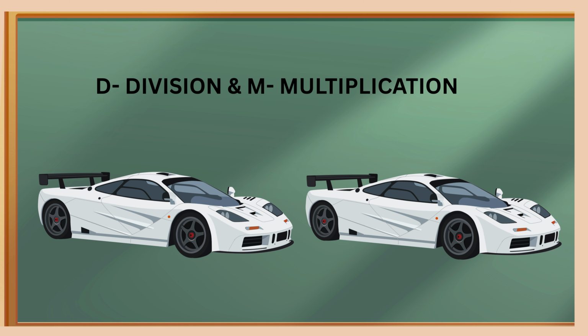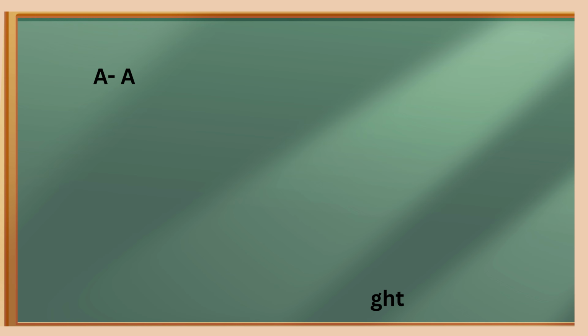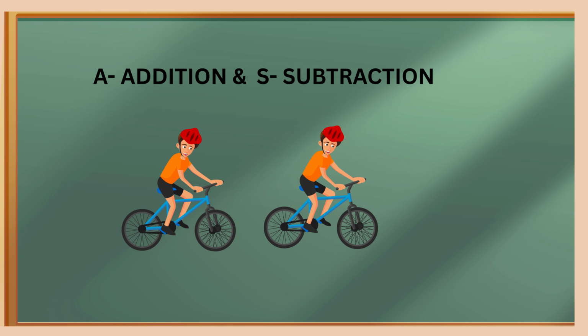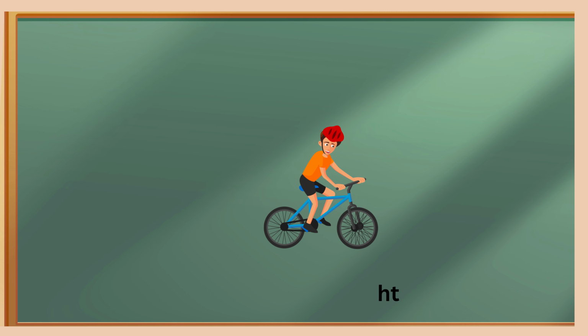D for Division, M for Multiplication. They are like a speedy car. They both have equal priority. Whoever comes from the left first goes first. A for Addition, S for Subtraction. They are the relaxed bicycle. They have equal priority. Whoever comes first from the left goes first.